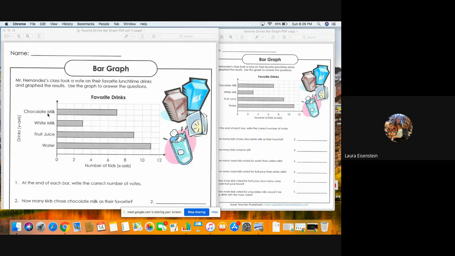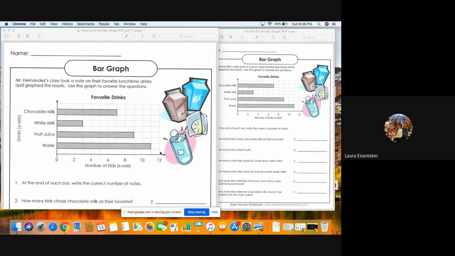So on one side, they give you the list of drinks that the students voted on. And then down here is the number of kids who voted for each drink. So we have chocolate milk, white milk, fruit juice, and water. And down here, the bar graph goes by 2. So 2, 4, 6, 8, 10, 12. So each line in between is 1.